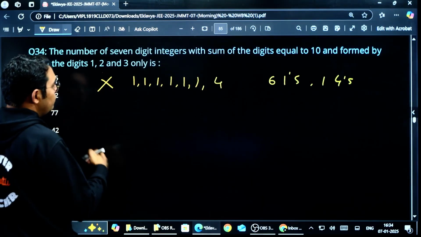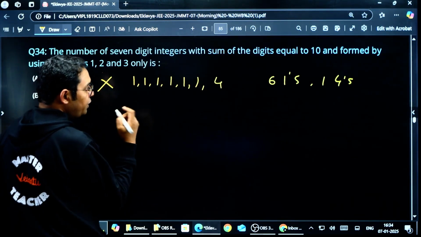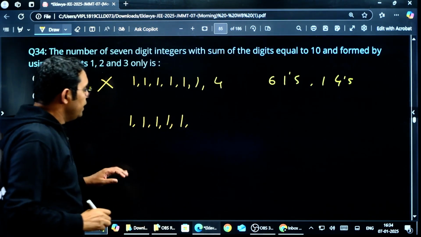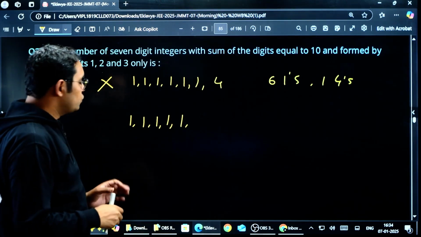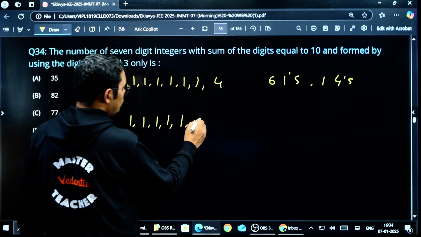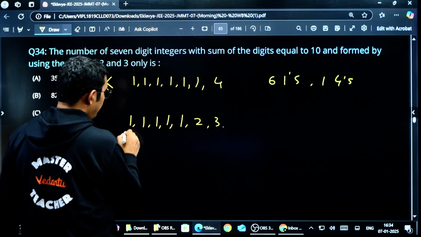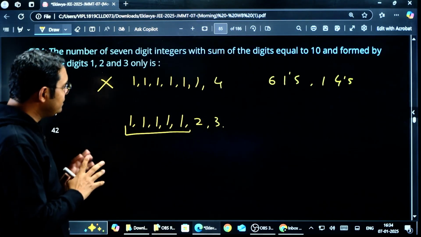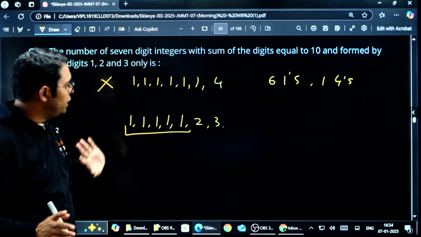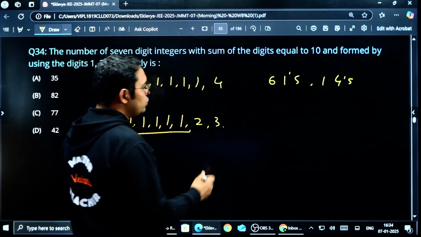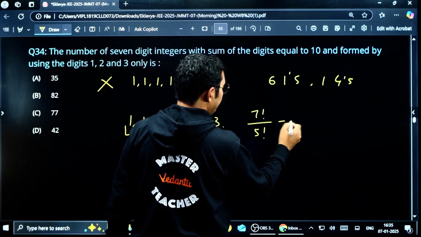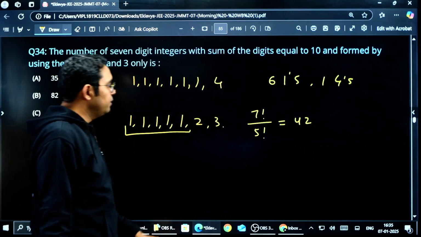Okay. Now the next option would be when I use 5 ones. 1, 2, 3, 4, 5 ones, then the remaining 2 digits should have sum equal to 5. So for that sum to be 5, I think we should have 2 and 3 only, because we have already taken 5 ones, and for the 2 remaining digits, if the sum has to be 5, the only option is 2, 3. Now these we can permute also. That will be done in 7 factorial upon 5 factorial. That will give you 42. 7 into 6, that's it, 42.